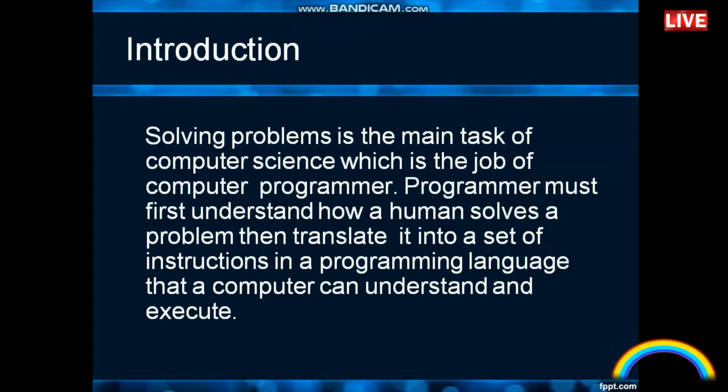So in this syllabus we will cover all these things: first, how you can find the problem, how you can find the solution, how you can convert it to computer code, and how you can prepare a final software to solve your problems by using the computer.